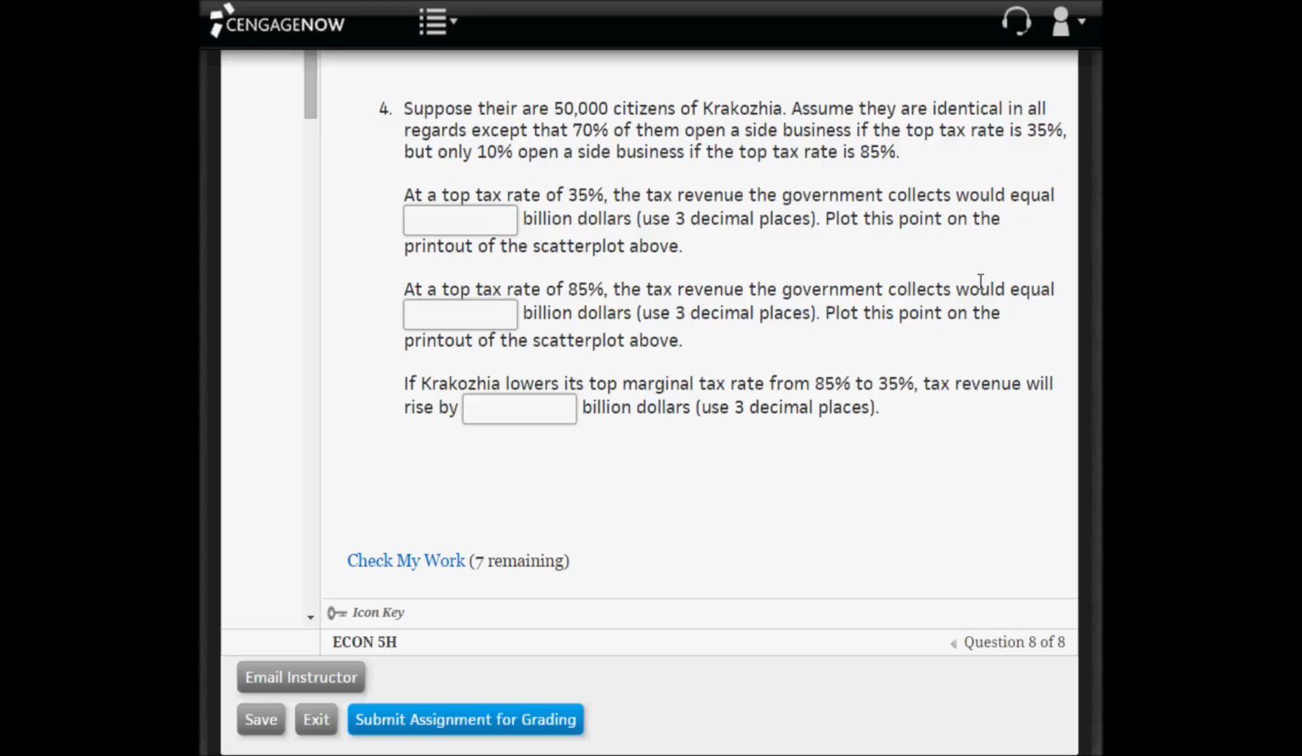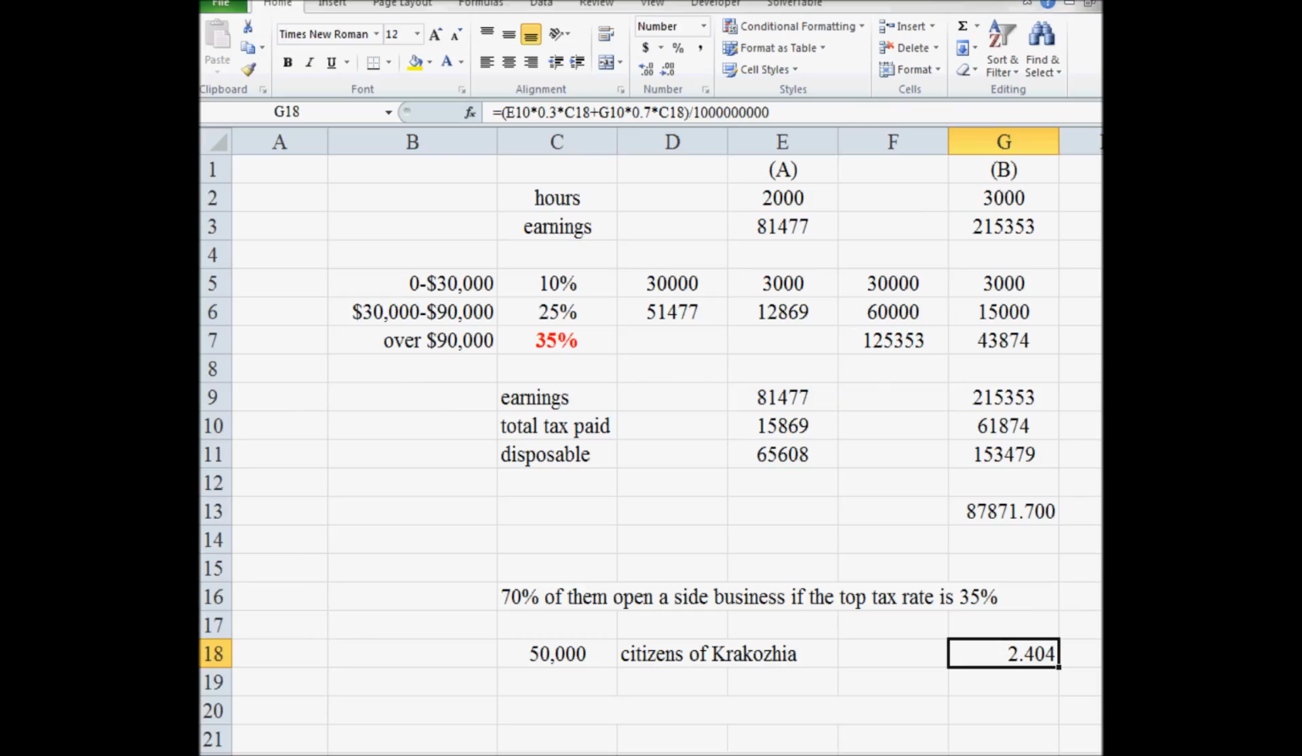Suppose there are 50,000 citizens of Krakosia. They are all identical, except 70% of them open a side business. The top tax rate is 35%, but only 10% open a side business if the top tax rate is 85%. At a top tax rate of 35%, the tax revenue the government collects would equal $2.404 billion.